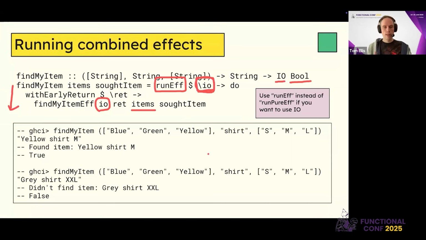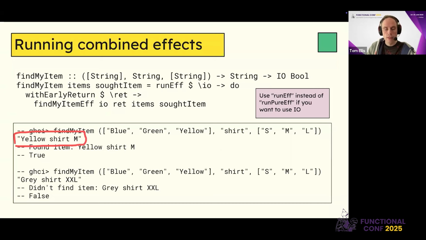So let's see a little example of how this runs in practice. Here's the first one. Find my item. I'm going to search for a yellow shirt medium. So this is actually the second argument of the function, but it's fallen off the end of the line because the line's too long, so that's wrapped around. So that might look a little confusing, but this yellow shirt M here is the second argument to find my item. That's the sort item. That's what I want to find. And I want to find it in all of the combinations of colors blue, green, and yellow of the item shirt, and for all sizes, small, medium, and large. So what happens is it says, yes, I found the item, yellow shirt medium, and it returns true.